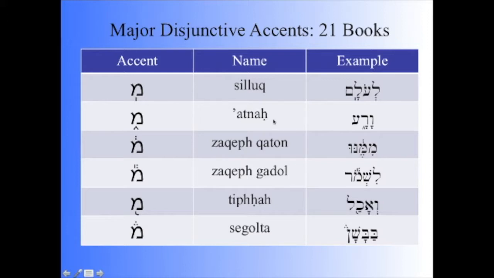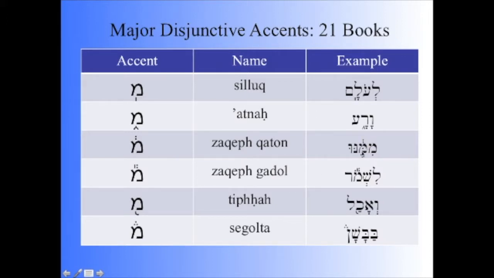Then there is the etnachta. It kind of looks like an upside down V, as here. This usually indicates the major division in a verse. It marks off two parts of the verse. Then you have the zakef katon and zakef gadol.